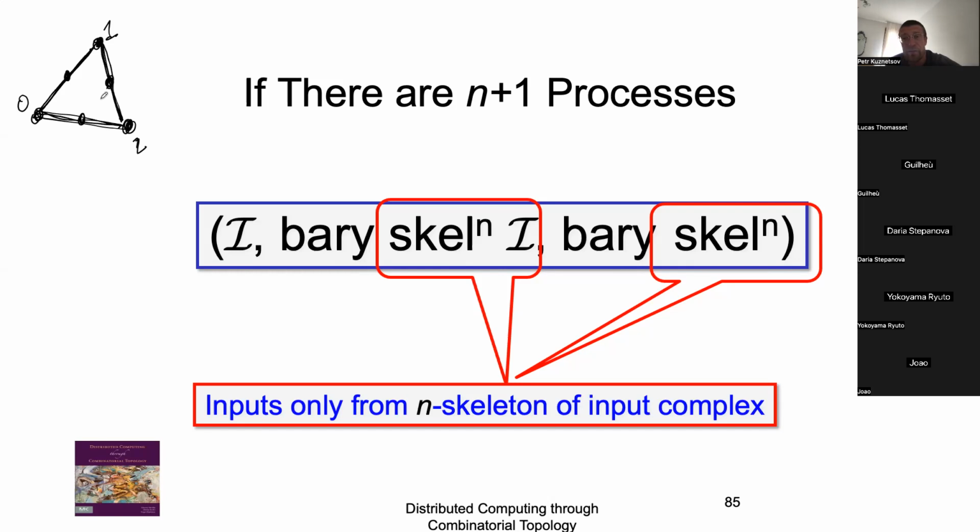Now, are we good? This is for 2 processes. The only effect the dimension of the system can have here is that I just take this simplex, the skeleton of a specific dimension of the input complex. That's it. So far, so good? Okay.